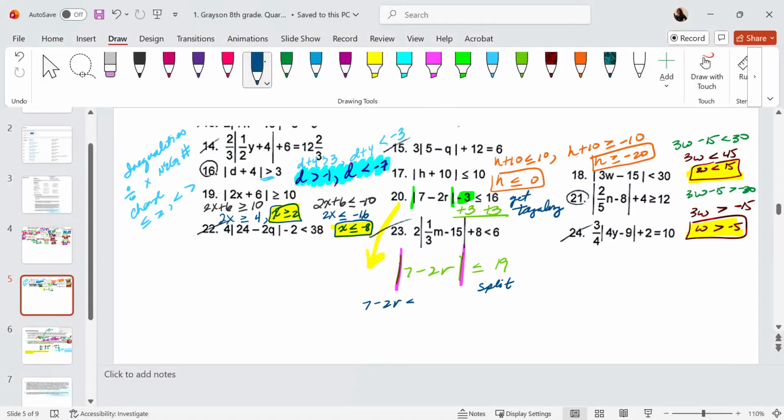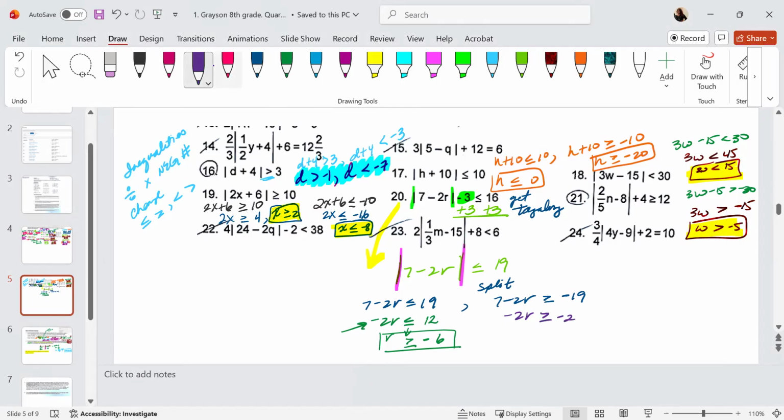The first one is 7 minus 2r less or equal to 19. Second one, 7 minus 2r greater or equal to negative 19. Now solve. 19 minus 7 is a positive 12. Now you're going to divide by a negative 2. What happens to the sign? It flips, and that becomes a negative 6. Do the same thing over here. Subtract 7, you get a negative 26. You divide by that, you flip it, so it makes it a positive 13. That's your answer.